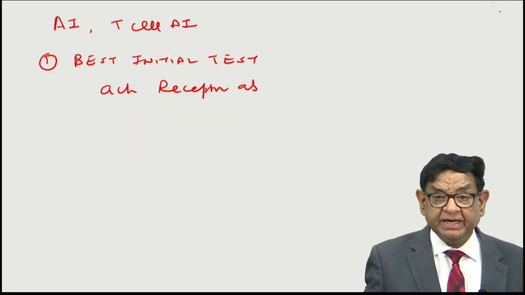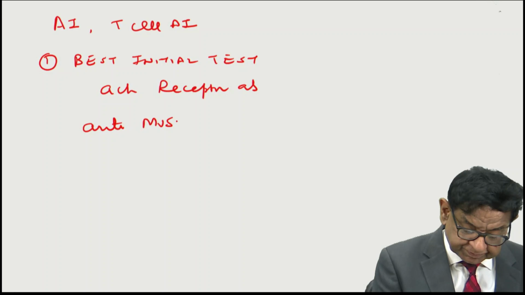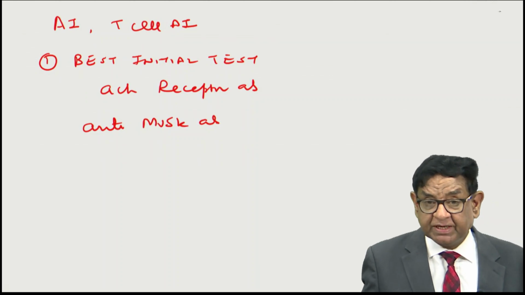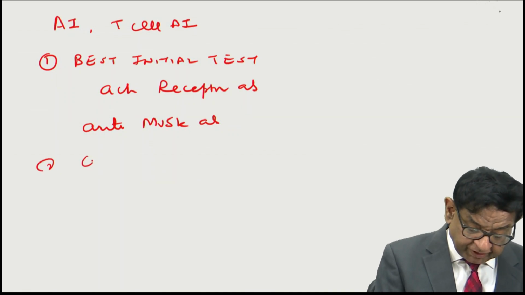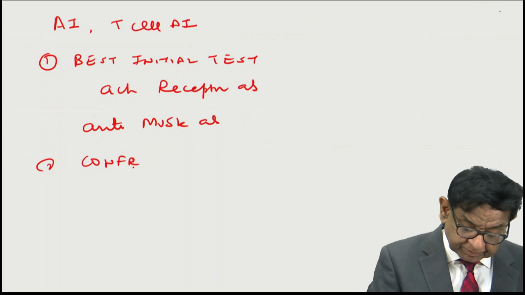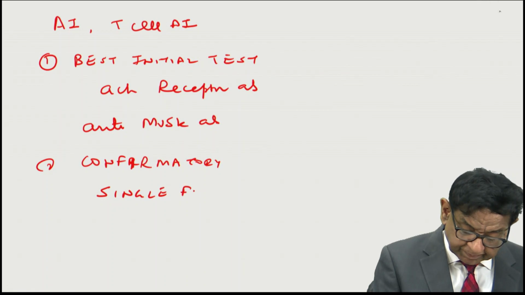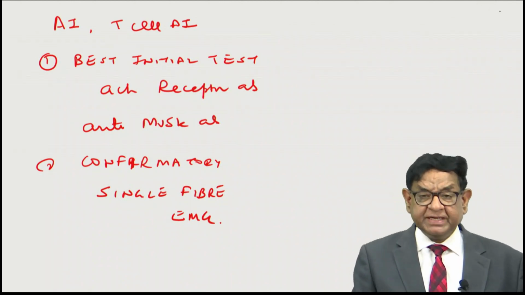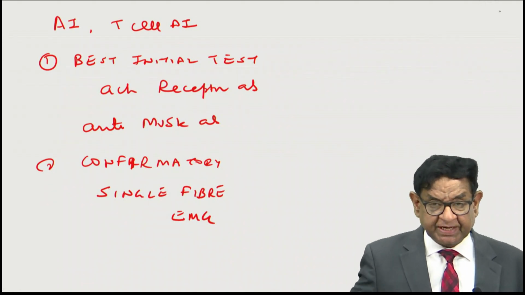Okay, suppose this is negative, then we go for anti-MuSK antibody. These two have very high yield in testing for myasthenia gravis. But if you have to confirm it, the most confirmatory test is single fiber EMG. Edrophonium is a test, but neither is it an initial test nor a confirmatory test. It is just a test for myasthenia gravis.